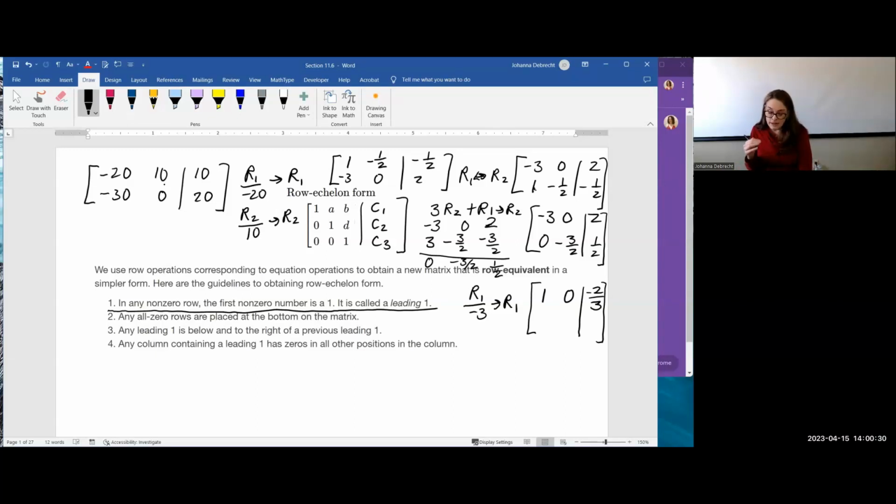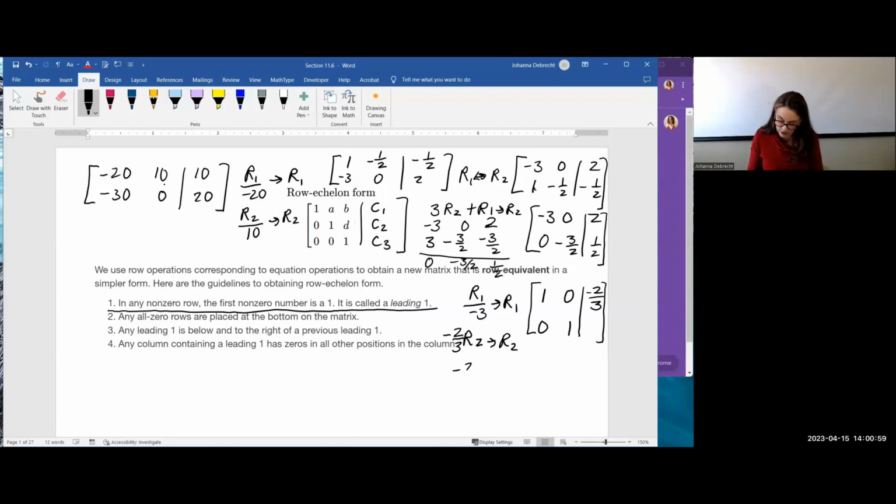Now, I don't like the fraction in row 2. It says to be in row echelon form that the first number in the row needs to be a 1. So to get this to be a 1, I should multiply by a negative 2/3. So I'm going to take row 2 and multiply by a negative 2/3. So the 2's cancel and the 3's cancel. And I'm going to put it back into row 2. So I get 0. And then I'm going to get a positive 1.